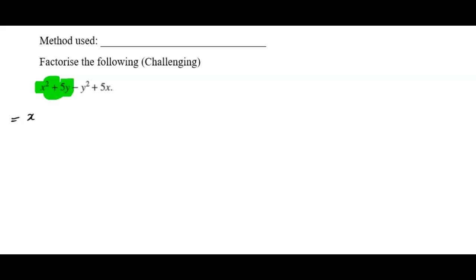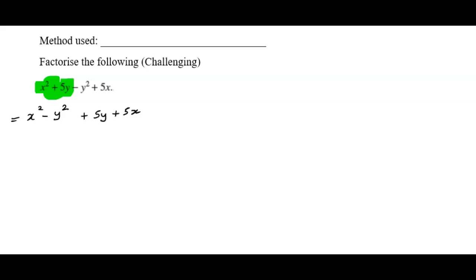But what I do notice is I have two terms that are of particular interest to me: x squared minus y squared. If I group them together, that leads me to thinking about difference of perfect squares. And if I group the other two terms, 5y and 5x, together, I can clearly see they have a common factor. So let's go ahead and group it in this particular format, and that's what I was telling you earlier: we might have to rejig the question to group them appropriately.